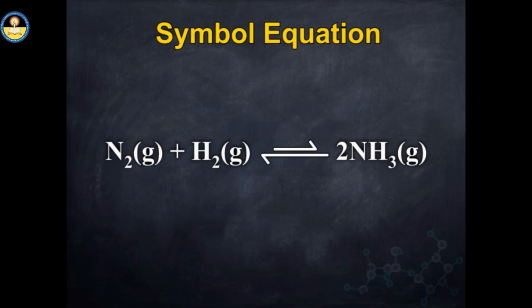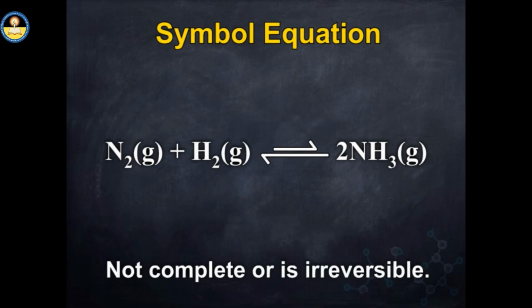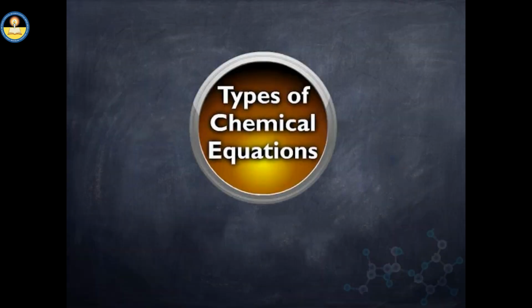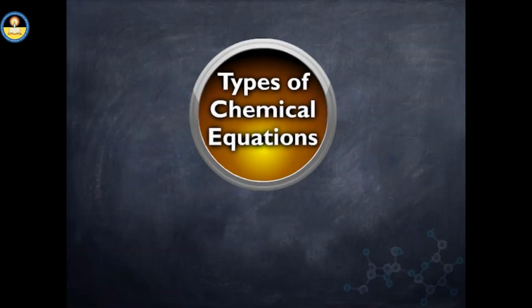Nitrogen gas reacts with hydrogen to form ammonia and the yield is approximately 17%. N2 in gaseous state plus hydrogen in gaseous state gives 2NH3 in gaseous state. The reversibility sign shows that yield of ammonia is only limited, meaning that reaction does not get completed or is reversible.